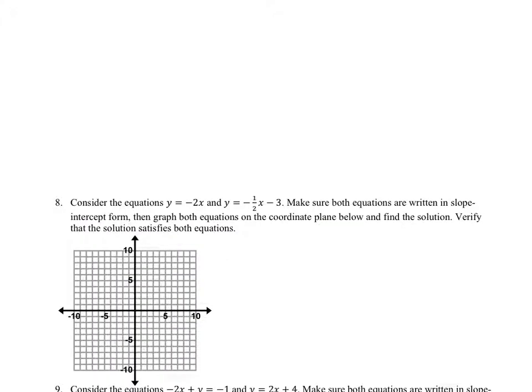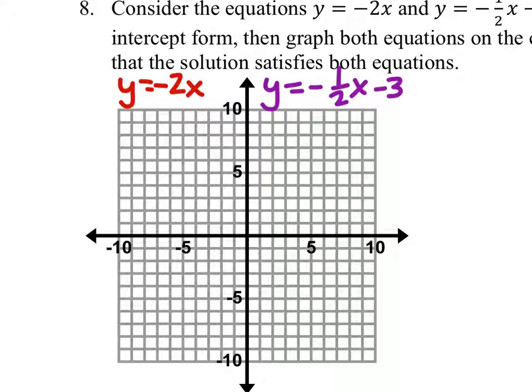Consider these two equations. This is the next page, by the way. Make sure both equations are written in slope-intercept form, which these two are. Then we will graph them on the grid, and then we'll find the solution, and then we can verify.